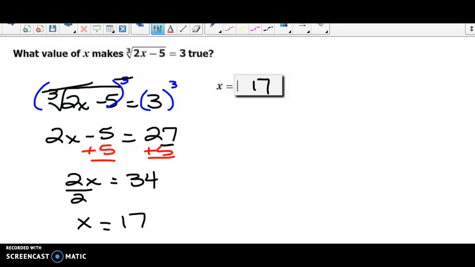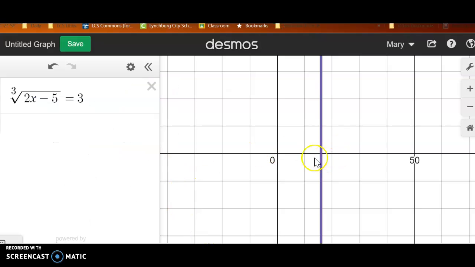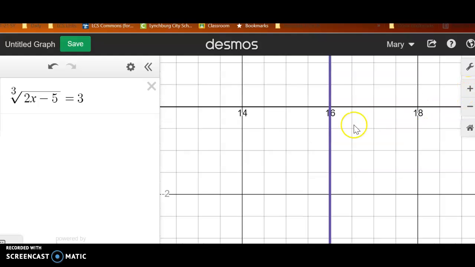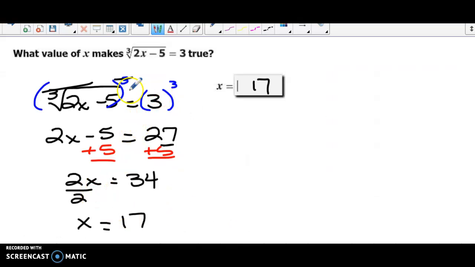Now, well, we're glad we checked this in Desmos. Where does it look like this crosses? So I'm going to zoom in a little bit more, and there we go. Looks like our answer should be 16. Is that what I got? No, I got 17. 27 plus 5. If I could add, I would be dangerous.